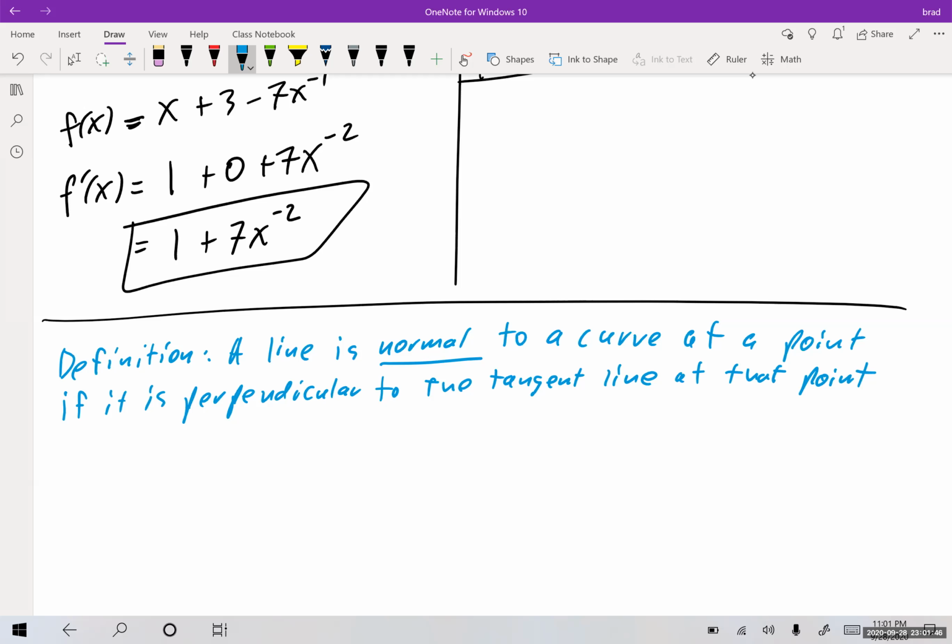So if one of the slopes is 1/3, the other slope has to be -3/1. If one of the slopes is 5/4, the other slope has to be -4/5. So you should be able to always take two slopes that are perpendicular and multiply them, and you would get -1. So a line is normal to a curve at a point if it is perpendicular to the tangent line at that point.